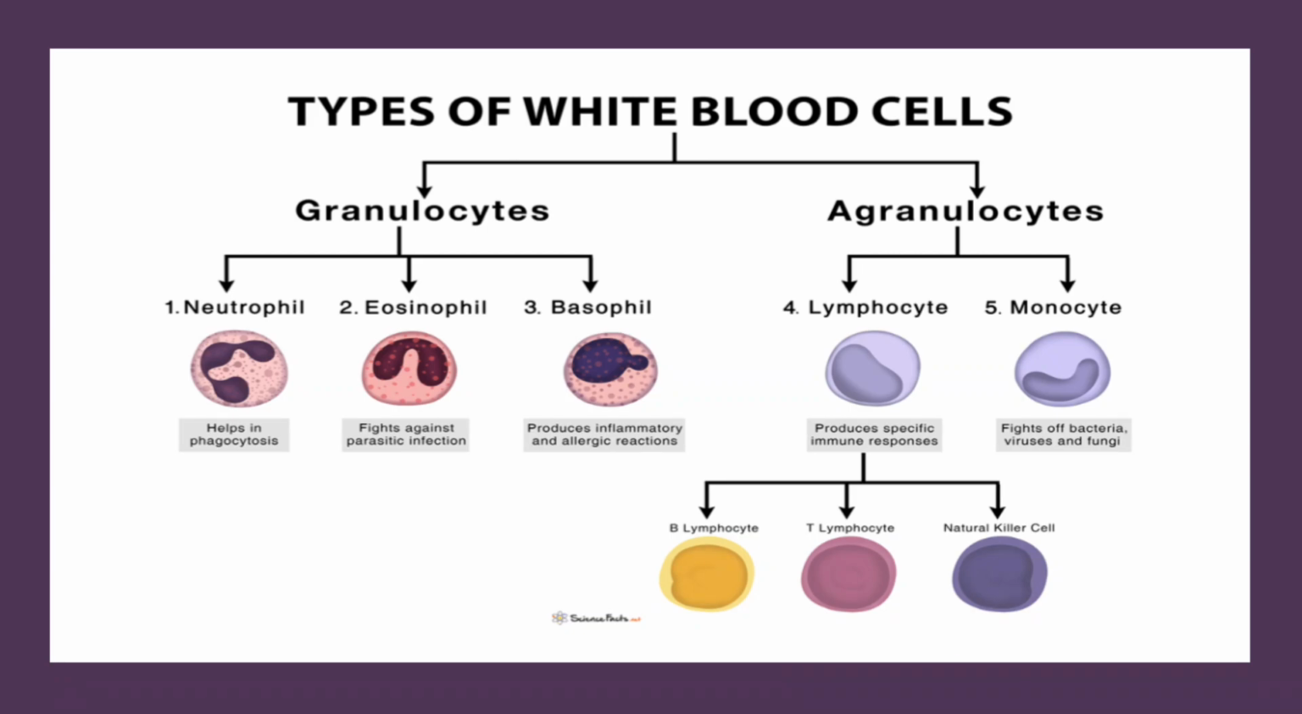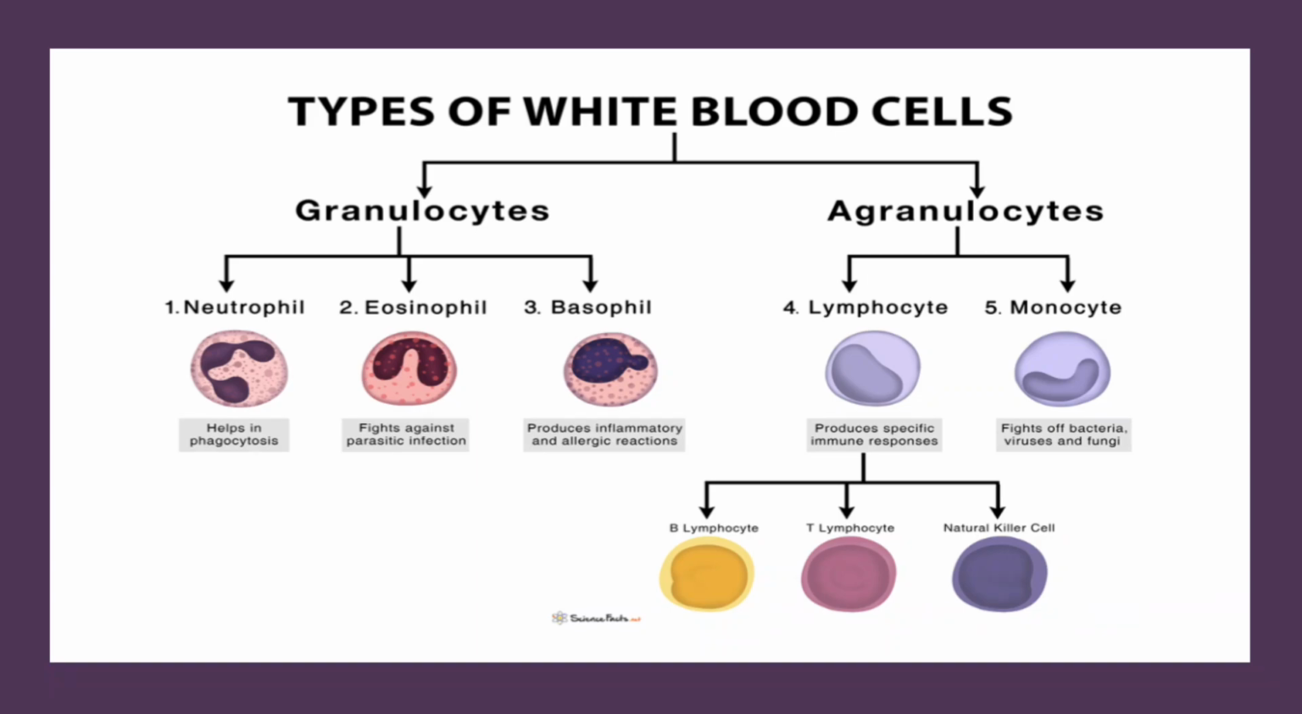The types of white blood cells. White blood cells are divided into two categories, granulocytes and agranulocytes. The cells containing granules are called granulocytes: neutrophil, eosinophil and basophil. The other type is agranulocytes, and the types are lymphocytes and monocytes. Lymphocytes are again divided into three major categories: B lymphocytes, T lymphocytes and natural killer cells.